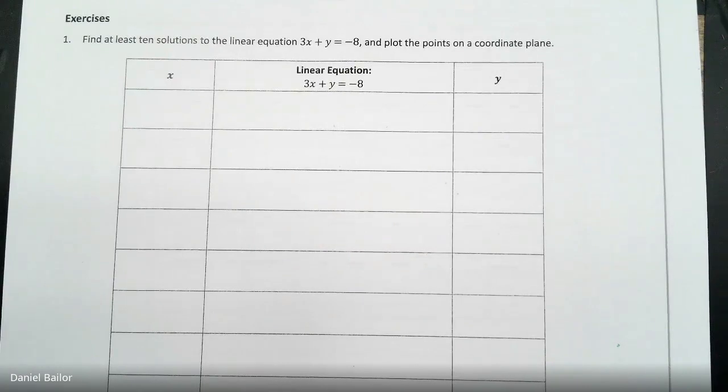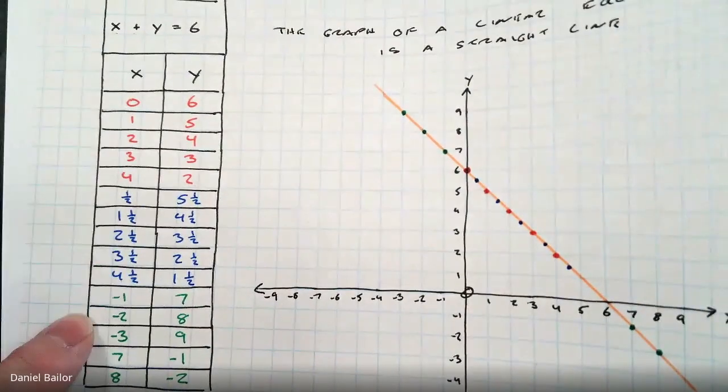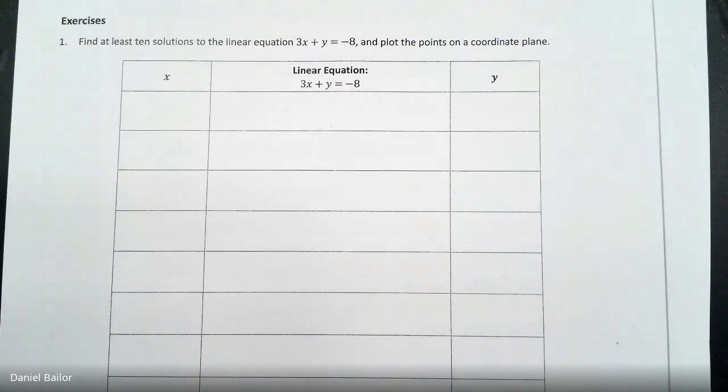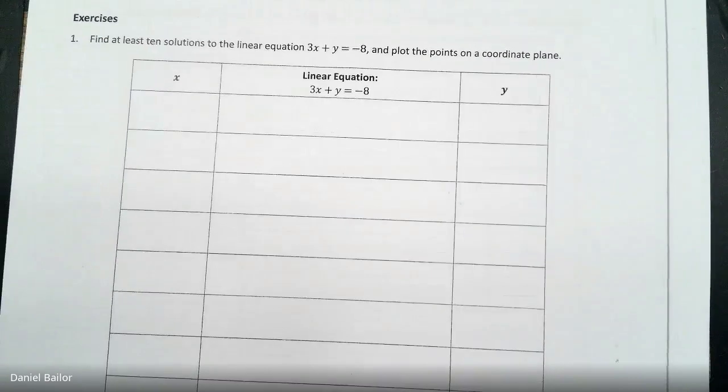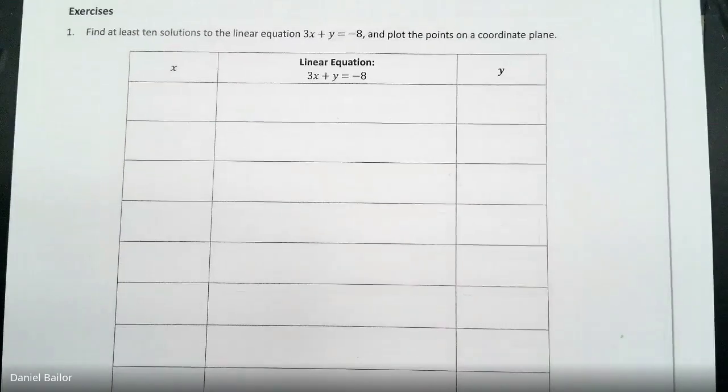So if you would like to, right now, I would like you to pause the video and do this exercise on your own. I want you to pick your own x's because in our example, remember I chose what the x's were. For this exercise 1, you pick any x's you want, find the y's, and then graph them. And then resume the video when you're ready to check your work with mine.